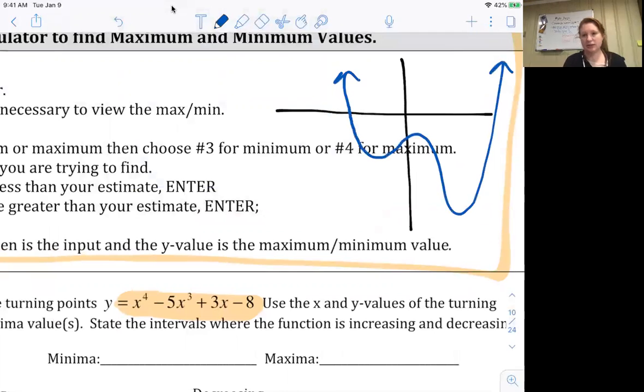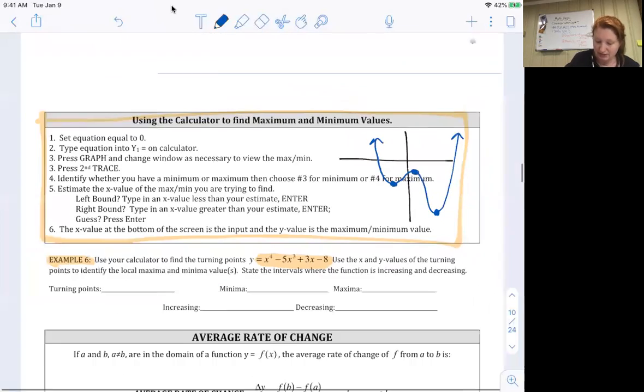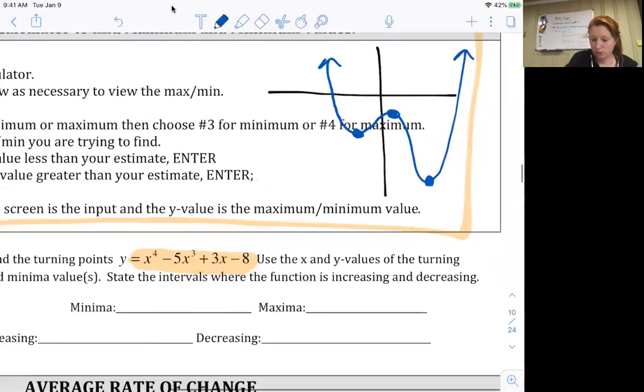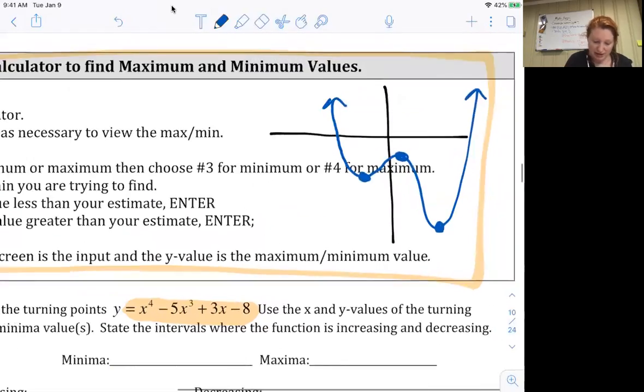Okay, it's something like that. And the turning points are again where it goes from an increasing to a decreasing function or decreasing to increasing. So there are your max and min values here, okay? So those are your turning points. There are 3 of them, right? There are 3 turning points here. We need to find them. So this is how you're going to go ahead and find them.